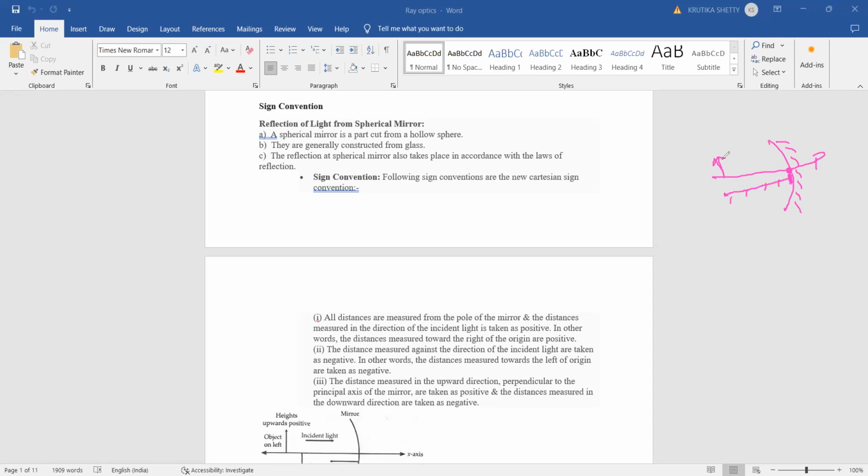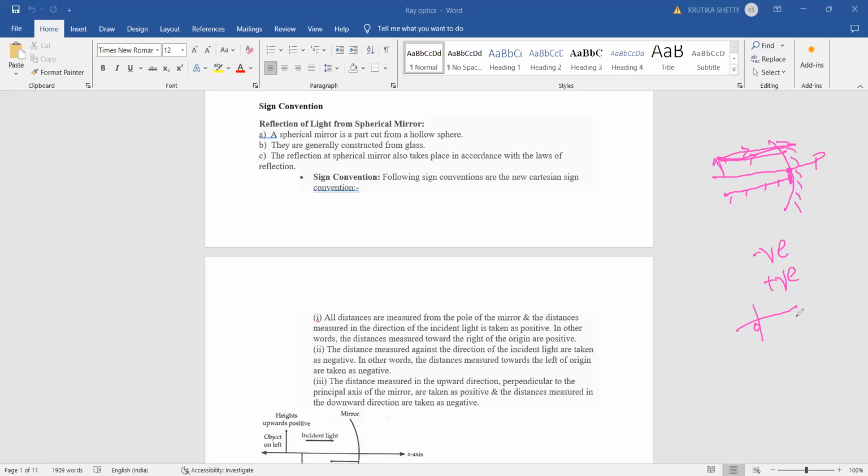But the incident ray, from where does it come? This is the object, and its light is incident on the mirror. Right? So this is the incident ray direction, but you are doing the measurement in the opposite direction. When you are doing the measurements from the pole, but opposite to the direction of the incident ray, then the distances are taken as negative. Opposite, when you are doing the measurement along the direction of the incident ray, then it is taken as positive. Okay. So it is like your origin.